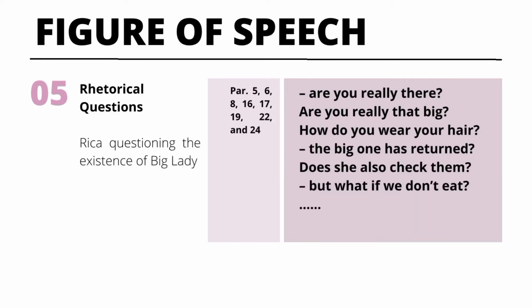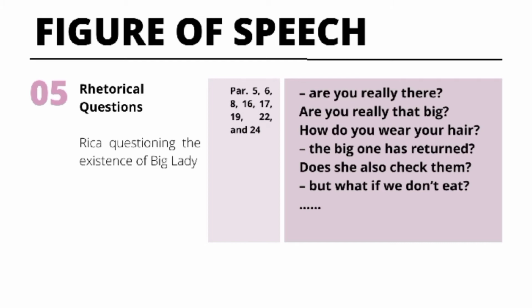There is also the use of rhetorical questions in paragraphs 5, 6, 8, 16, 17, 19, 22, and 24. The writer has made use of rhetorical questioning to give the story a form of an address or speech, which apparently is from Rika to the big lady.